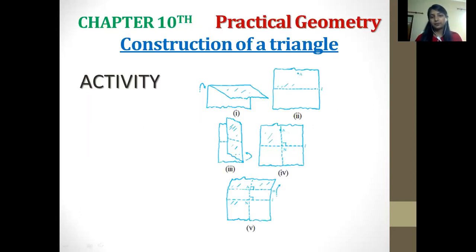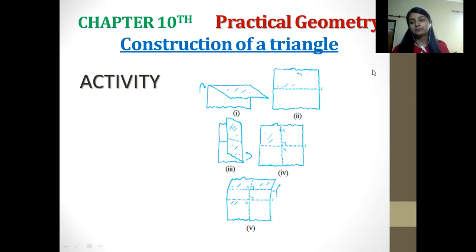Let's move further. Now here, this is our 10th chapter, practical geometry, where the first topic is construction of triangle. There is an activity in front of you where we were trying to do it just now. Here you can see that first of all you have to take a paper with you. Then you have to fold it from the center. Fold it from the center. Let me increase the size a little bit. What is the third step?